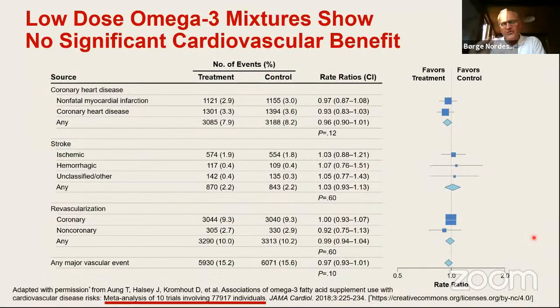And then also a word about low-dose omega-3 fatty acid. You would think you could use over-the-counter fish oil. But here's a meta-analysis of 10 trials involving 78,000 individuals in randomized trials. And the bottom line is that when you compare low-dose omega-3 fatty acids versus controls, there's no effect. It's a hazard ratio of 0.79, and that's the same when you look at different endpoints.